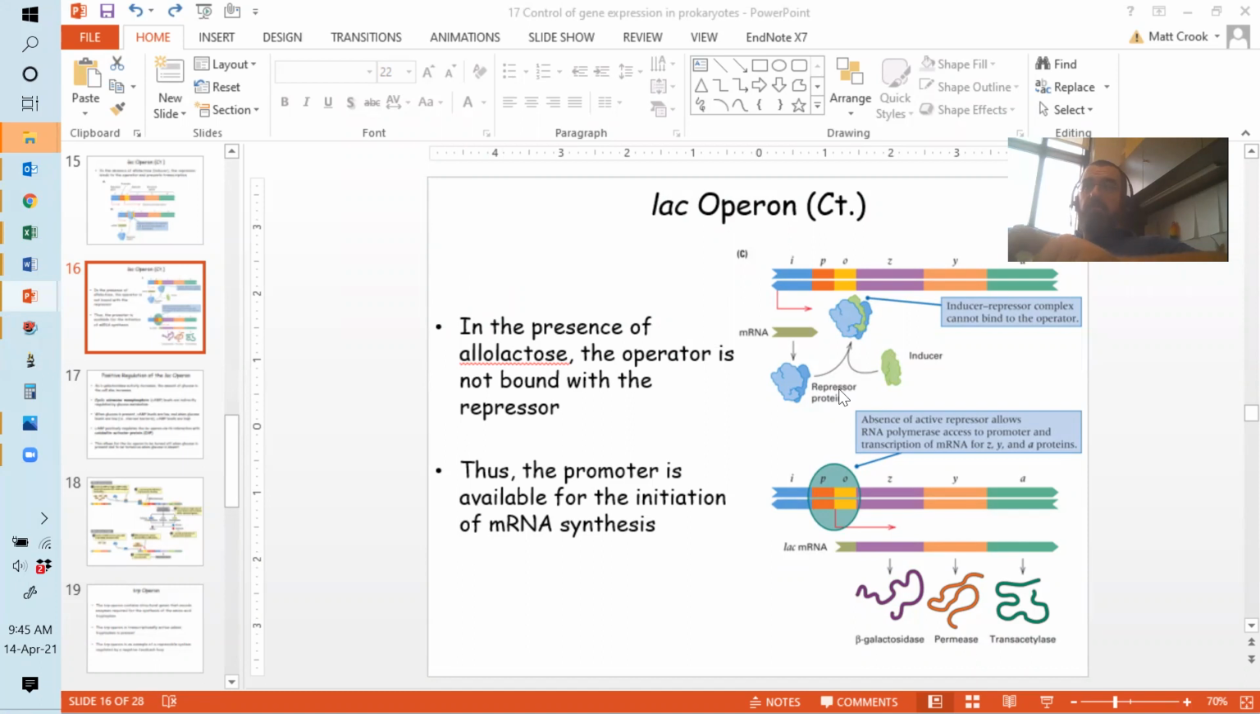And it makes sense. You don't want to go to all the effort of producing these things if lactose is not present. It would be a complete and total waste. It'd be like if you were studying for an exam in psychology when you're not taking a psychology course. Like, why would you want to do that? Does that make sense?